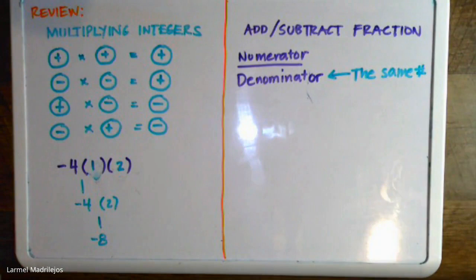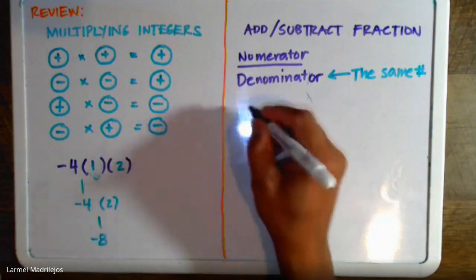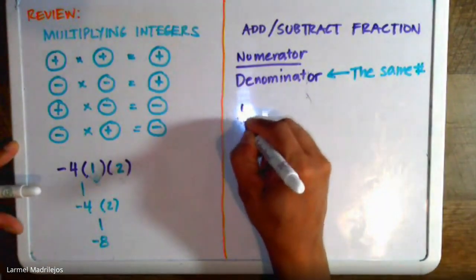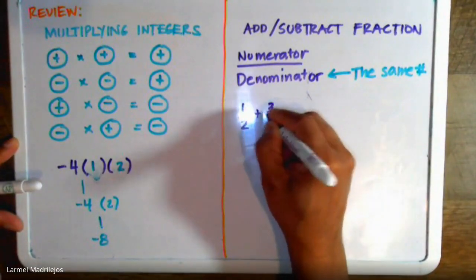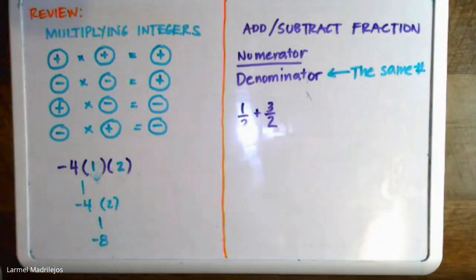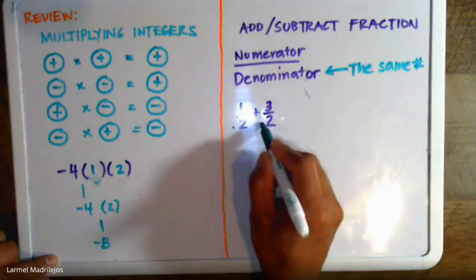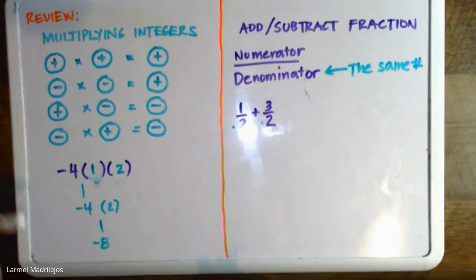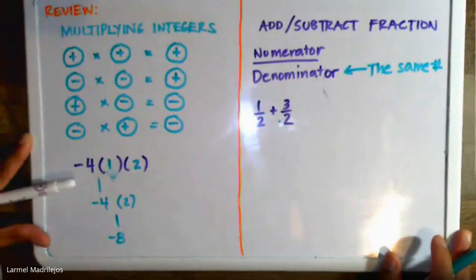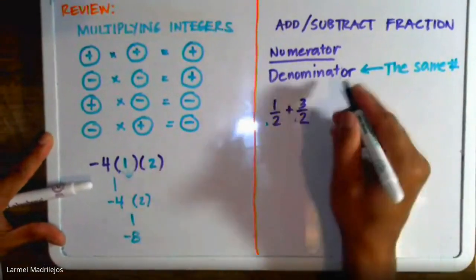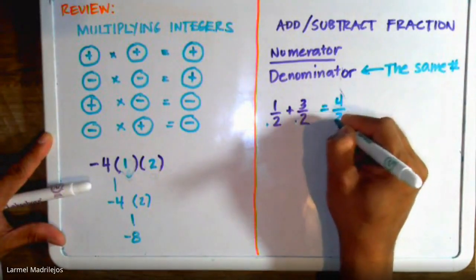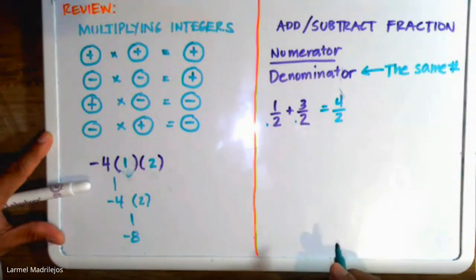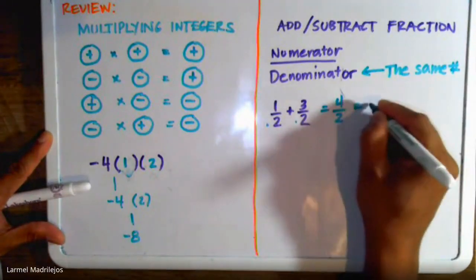Let's start working on this. Let's say 1/2 plus 3/2. If you notice, the denominators are the same. This time, I can add them. That equals 4 over 2, or simplified, 2.